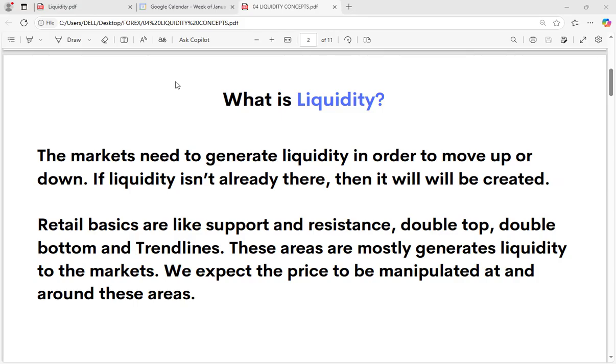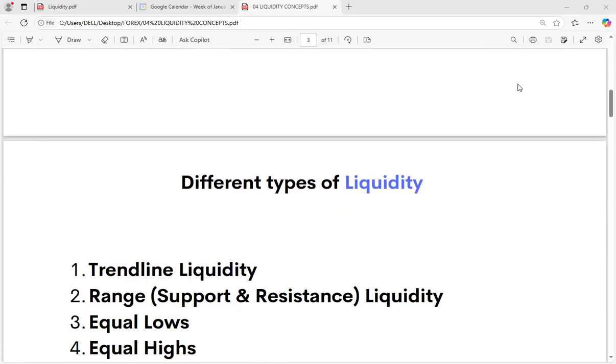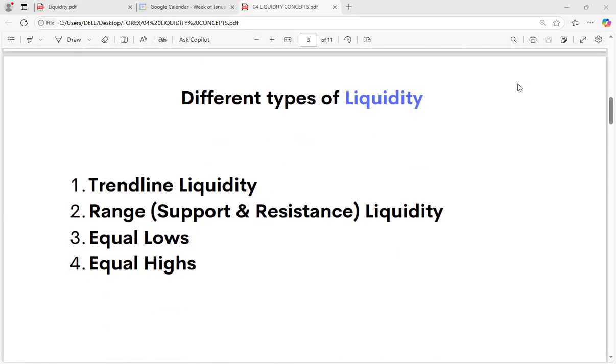This is money, okay? So today I'm going to show you how support, resistance, double top, double bottom, and trend lines are used to manipulate other traders. We have different types of liquidity depending on how these big financial institutions are likely to trap these retail traders, okay? So we have what we call trendline liquidity. We have what we call range liquidity. That is where we have support and resistance liquidity. We have equal lows. That is where we have double bottom. Then we have equal highs. That is where we have double top.